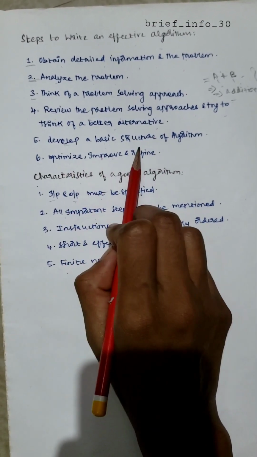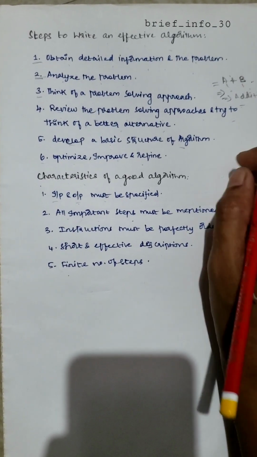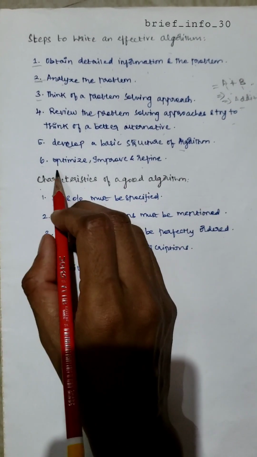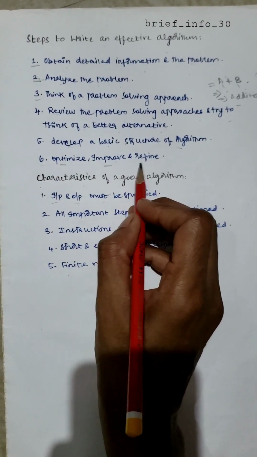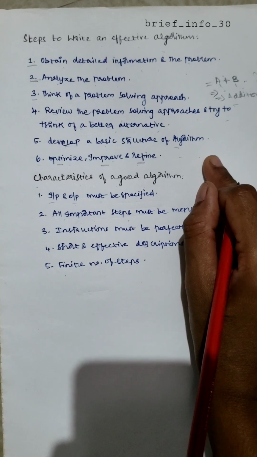You need to develop a basic structure of the algorithm. You need to roughly write down the points that are necessary for writing an algorithm, and then finally you need to optimize, improve and refine. You need to finally write down all the steps involved in that algorithm.